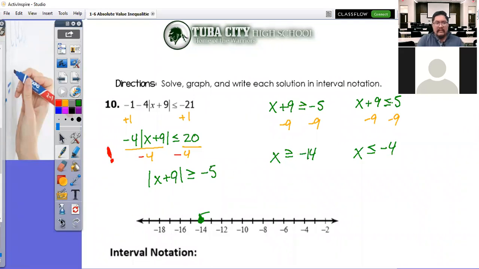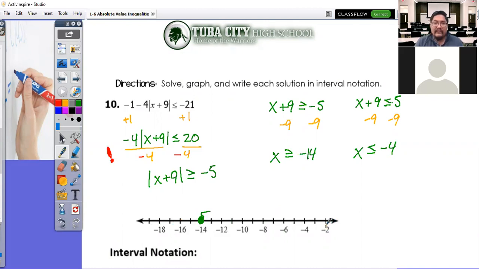All right, mark it just a little bit. Oops. Closed circle. And we're looking for x values greater than negative 14. Now be careful, because some of these are pretty skewed. Like negative 18 to negative 2, so there's actually no positive numbers on this graph.